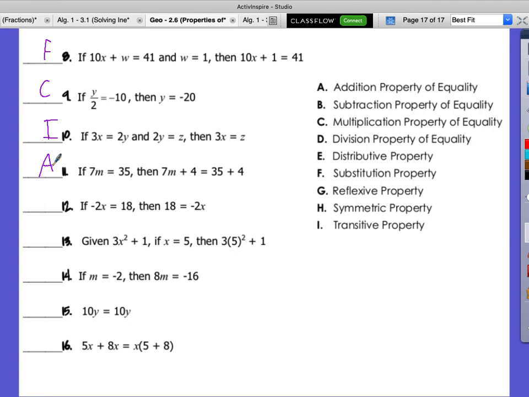Okay. Here's what we're gonna do. We're going to go over 12 through 16 together here. Negative 2x equals 18. 18 is equal to negative 2x. What did we do? We flipped it. We did H, the symmetric property.